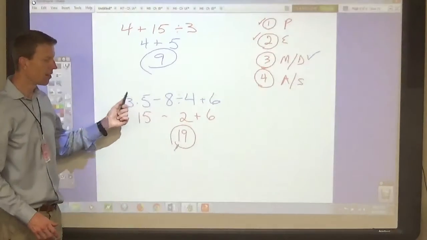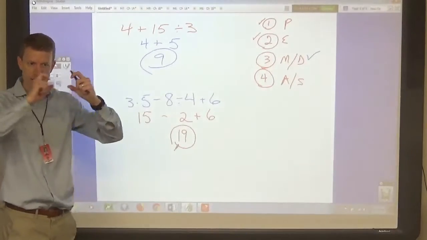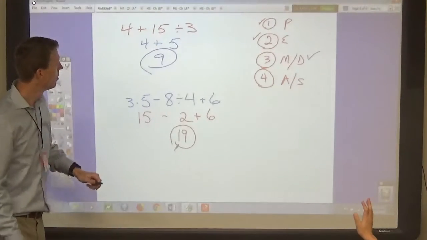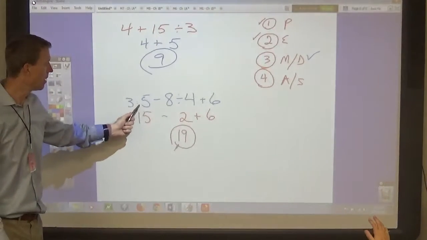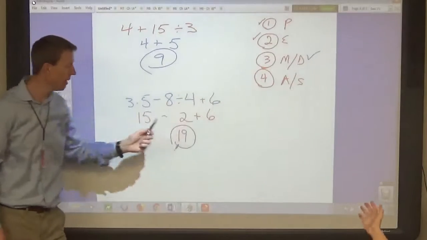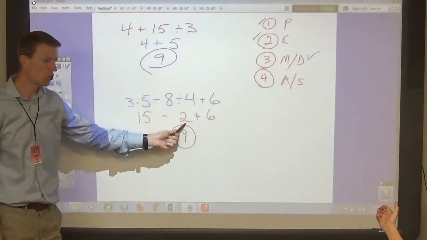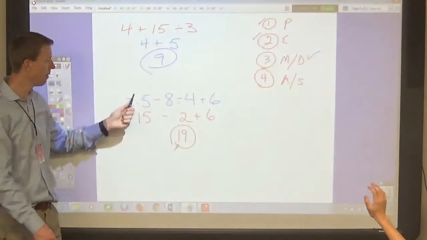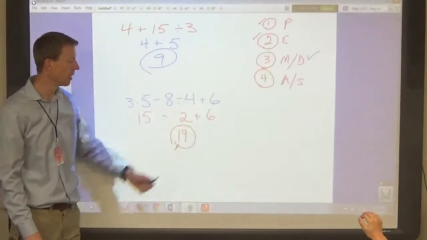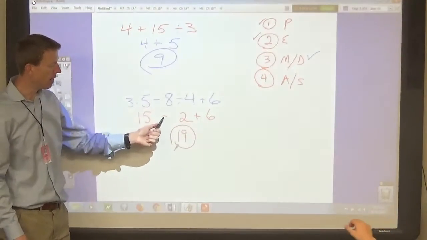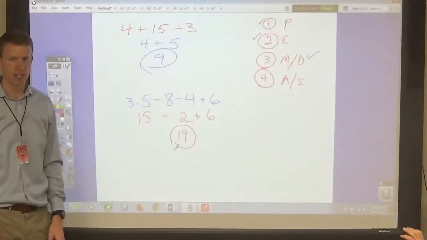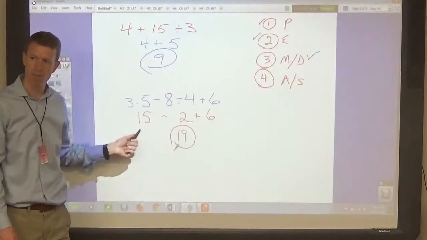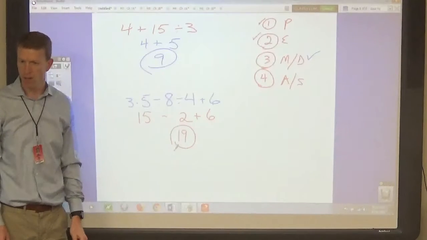So, does everybody understand that? When you're doing the same step, you can do that on the same line. All right? Just like I did before, I did step 3 all at once. 15 and 2. Okay? I didn't have to write 15 minus 8 divided by 4 plus 6, and then 15 minus 2 again, because the multiplication and division are in the same step. So I can do that in the same line. Okay?